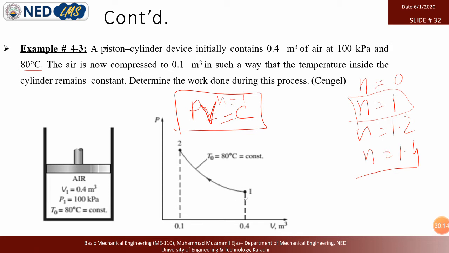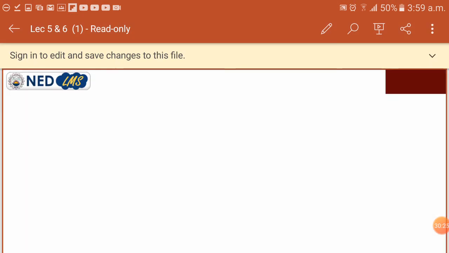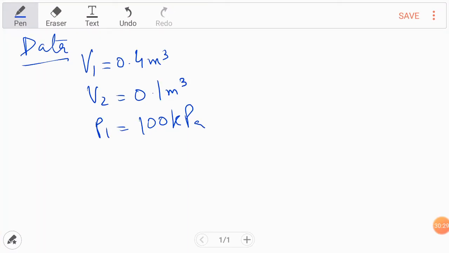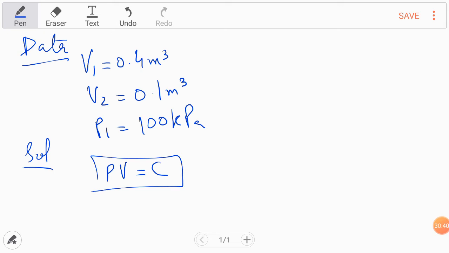And as you can see, it is a compression process. The volume is decreasing from 0.4 to 0.1. So let's solve the numerical. First, it is defined by PV is equal to C. It is an isothermal process.